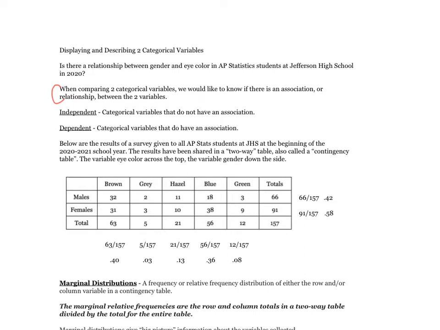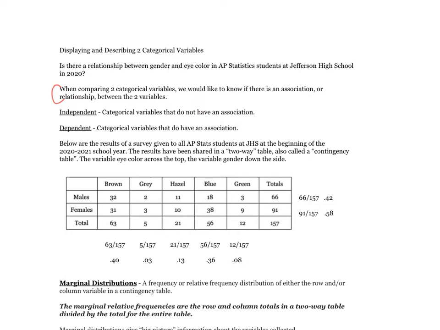So for instance, variables that are dependent would mean like males might be more likely to have a certain eye color and females might be more likely to have a different eye color. Okay, so that's what we're looking for. If male or female does not determine your eye color in any way, then we'd say that they are independent. Okay, so that's what we're trying to do.